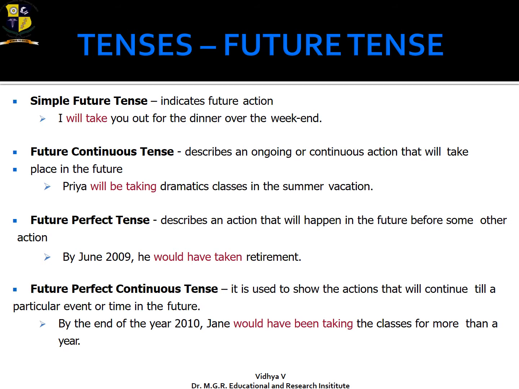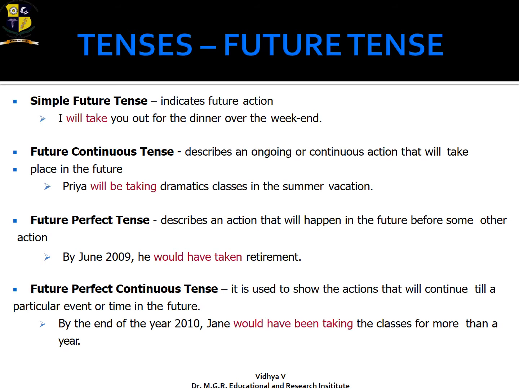That is, by June 2009, he would have taken retirement. This is future perfect. And future perfect continuous shows actions that will continue till a particular event or time in the future. That is, by the end of the year 2010, Jane would have been taking the classes for more than a year. So it's showing an action that will continue till a particular time in the future.